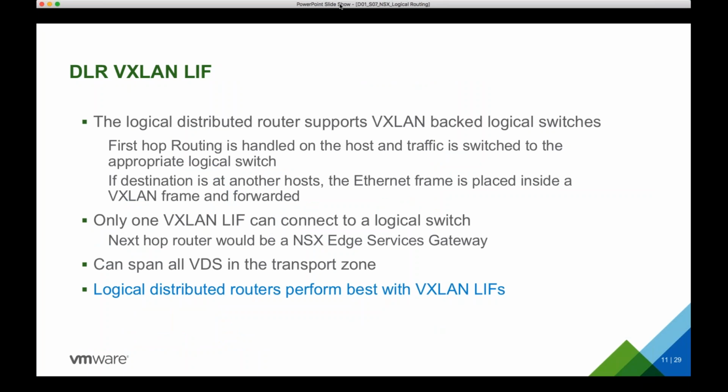So a DLR VXLAN LIF is basically your connection between the distributed logical router and your logical switches. Those can span all of the VDS that are in a specific transport zone. If you have your transport zone cut down, then it will only go as far as that transport zone.